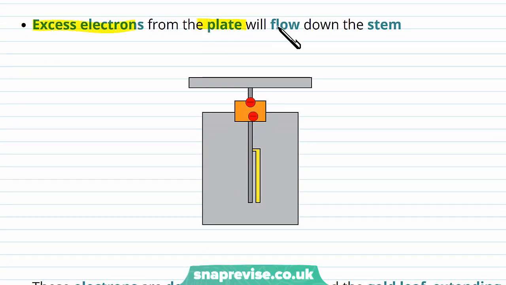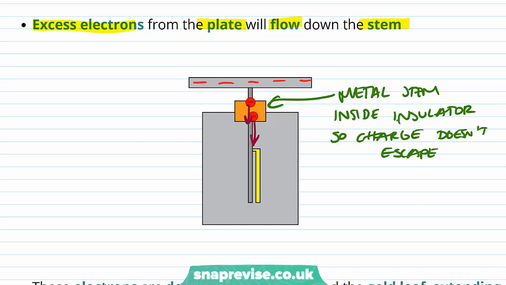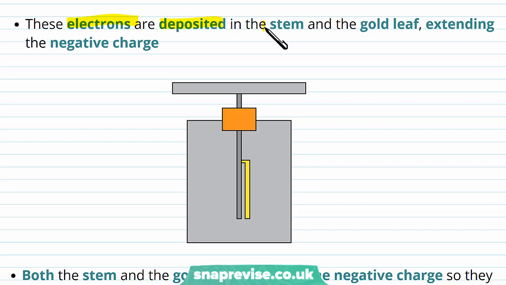Excess electrons from the plate will flow down the stem. So we've said we've got a build-up of negative charge on the plate. However, some electrons are going to flow down the stem. So that's what we've got showing here. These electrons are going to go down the metal stem. And the metal stem we can see is inside an insulator, so charge doesn't escape. These electrons are then deposited in the stem and the gold leaf, extending the negative charge. So now not only is the top metal plate charged, this charge now extends all the way down the metal stem and also down the gold leaf.